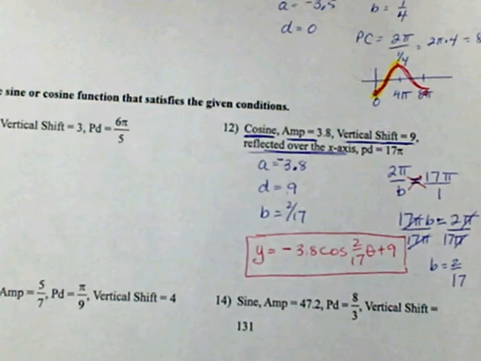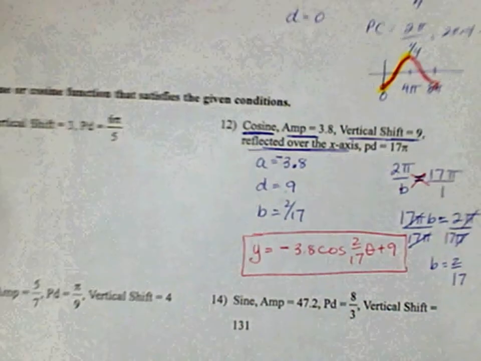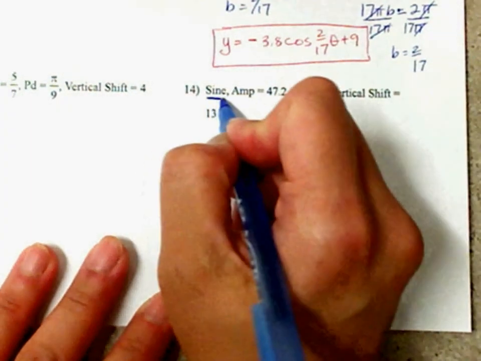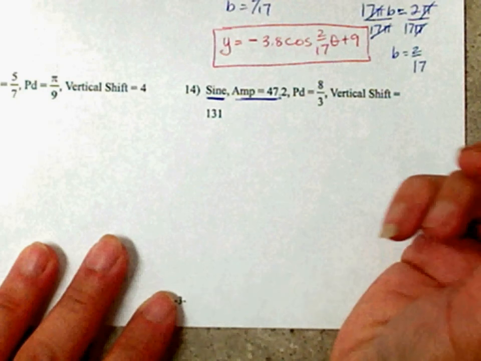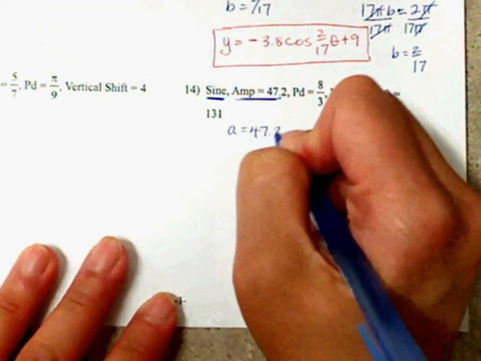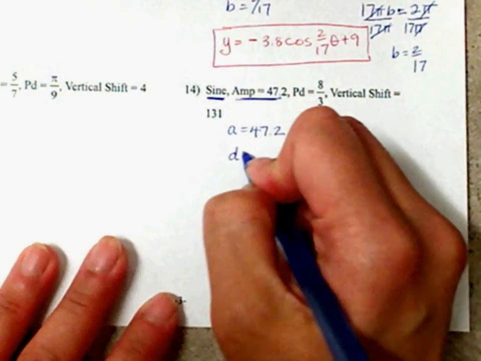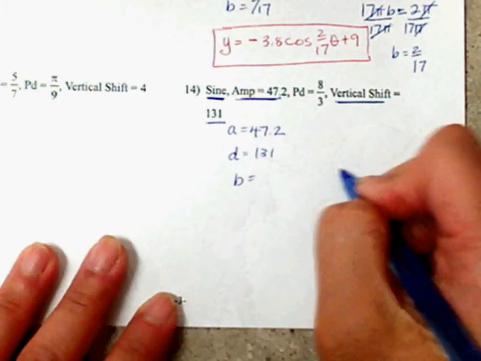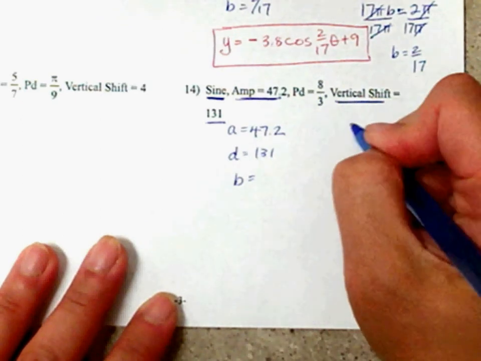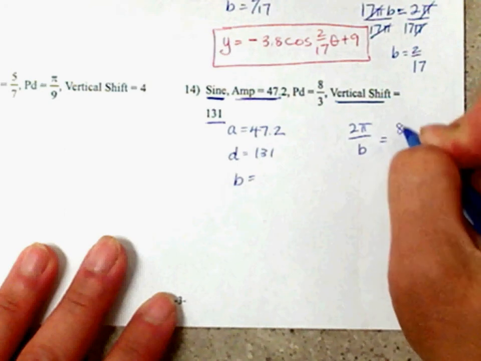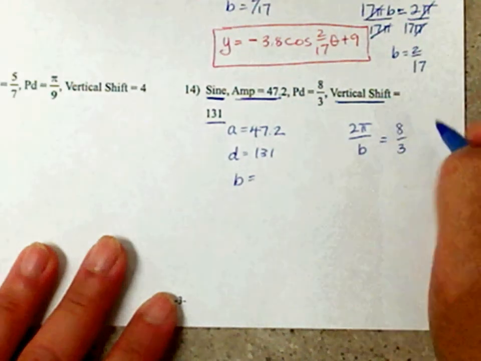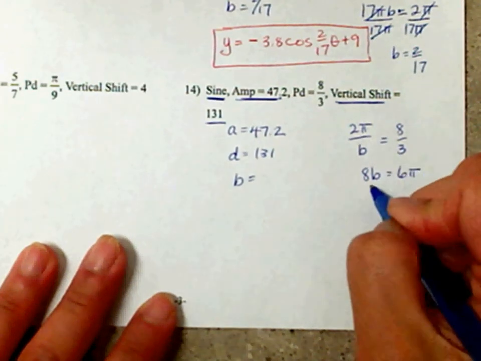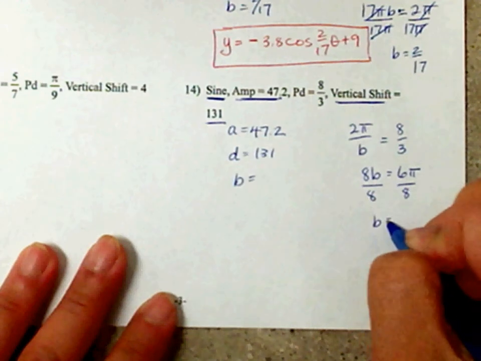Number 14. Let's see what we've got. Okay? We're graphing sine. Amp is 47.2. That's your A. The vertical shift is 131. Okay? And our B, we've got to go find. The period's 8 over 3. So 2 pi over B is equal to 8 over 3. Cross multiply. B times 8 is 8B. 2 pi times 3 is 6 pi. Solve for B. B is equal to 3 pi over 4. So 3 pi over 4.